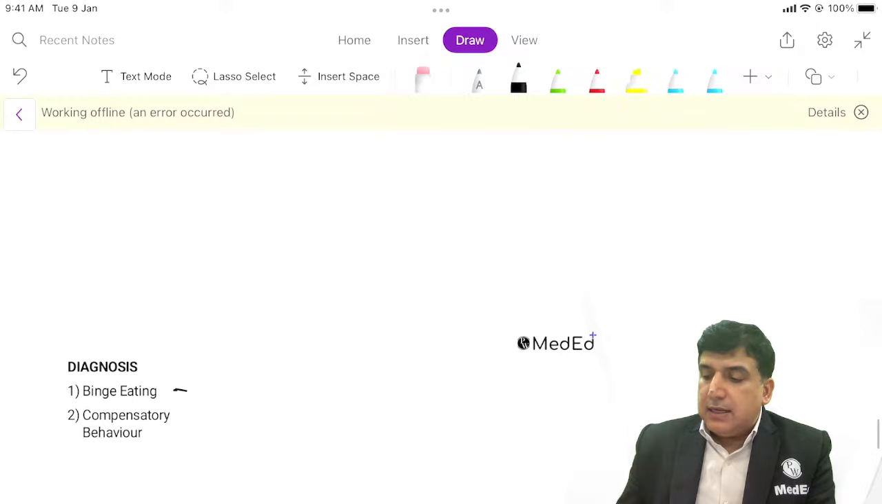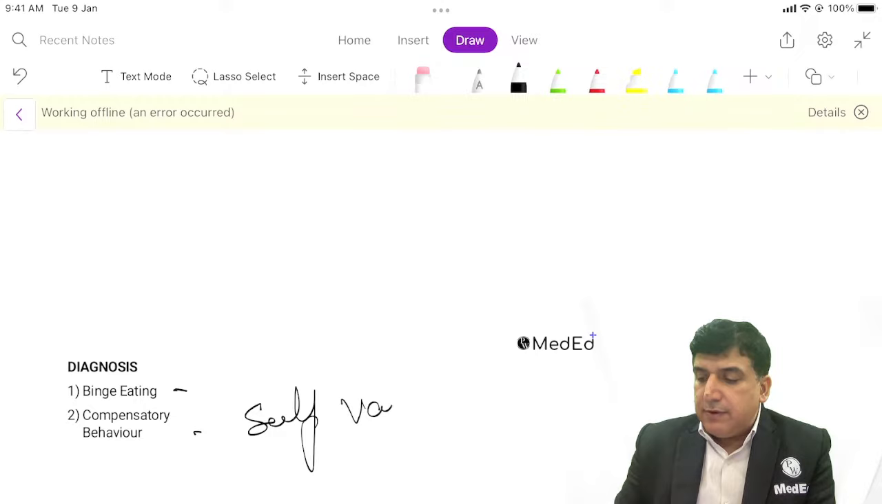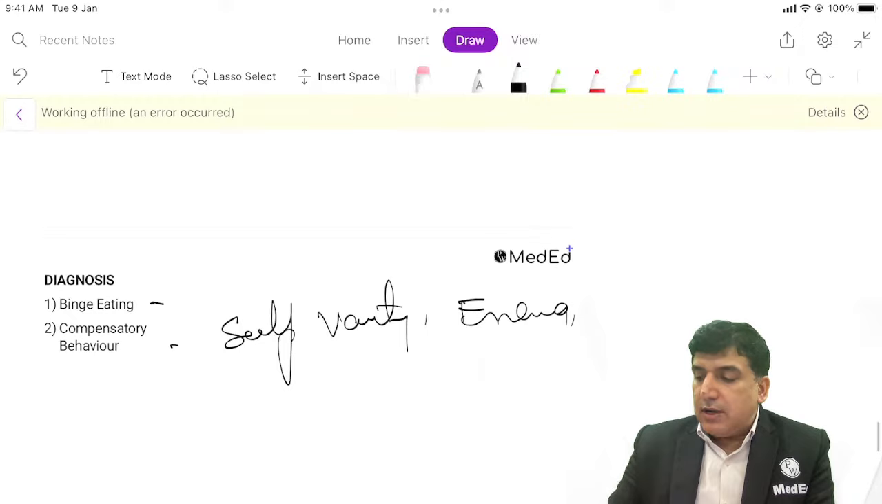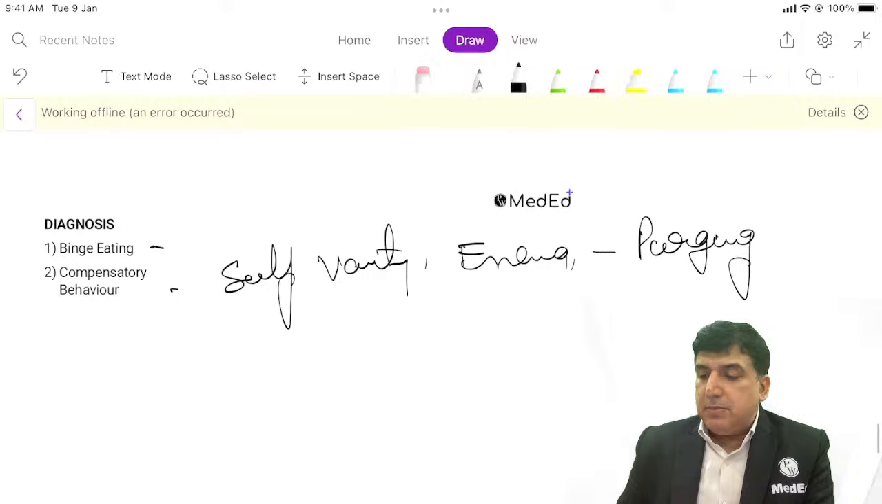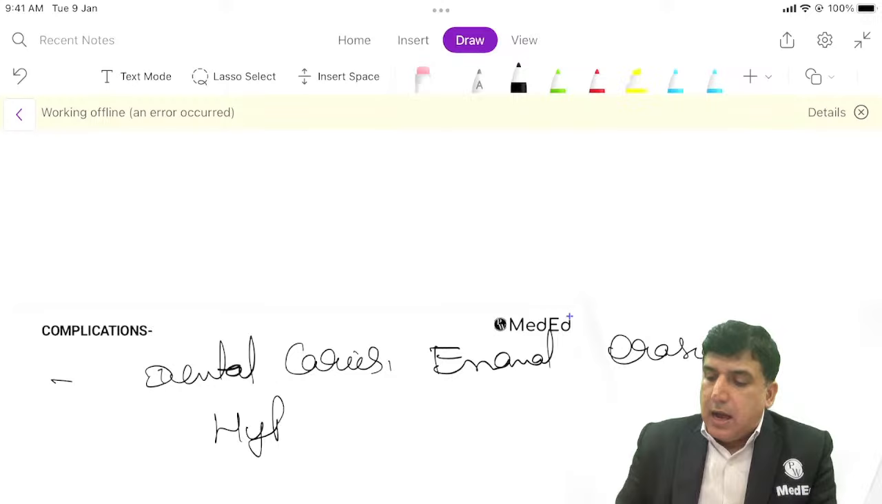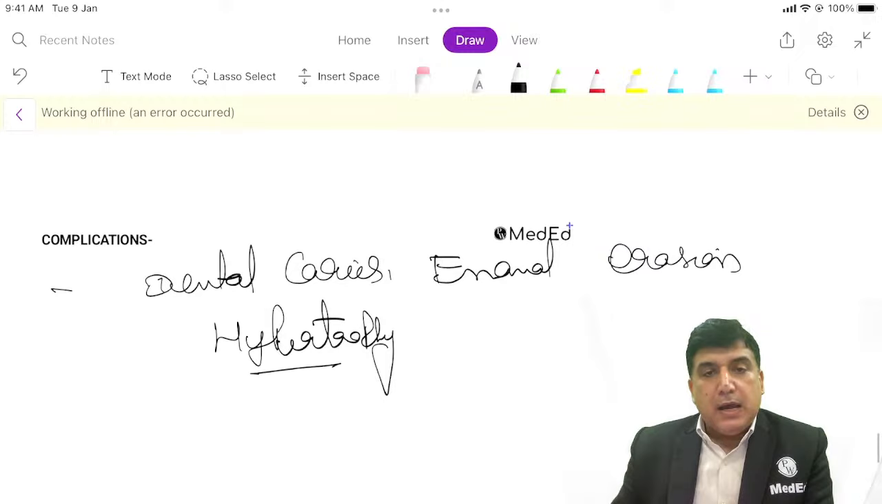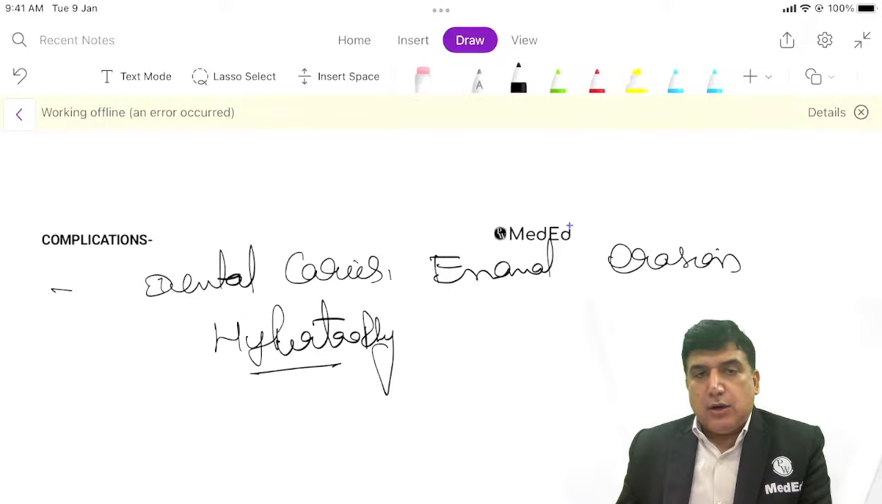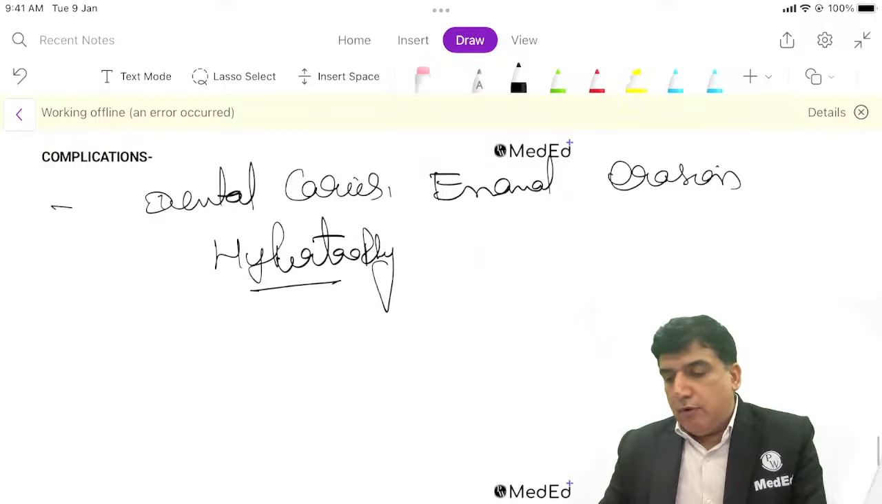Bulimia nervosa, yes, the person will have binge eating, taking more food than usual in a given period of time, and then compensatory behavior like self-induced vomiting, using enemas, using laxatives. We call it purging behavior. What are the complications? The person in bulimia nervosa will have dental caries, enamel erosion, hypertrophy of the pancreas and parotid, and hypokalemic, hypochloremic alkalosis because of self-induced vomiting. The treatment, yes, again CBT and SSRI.